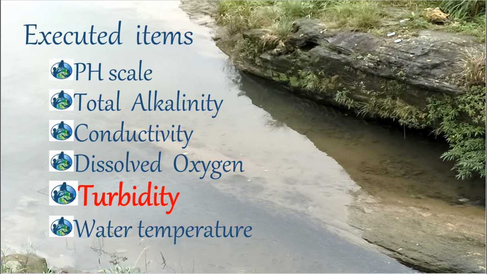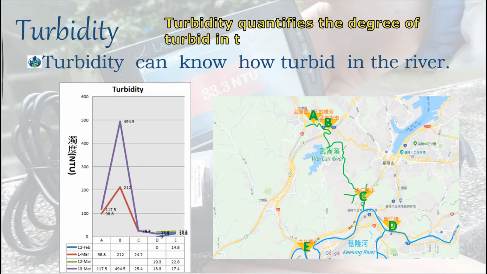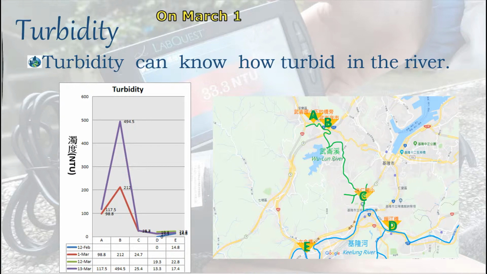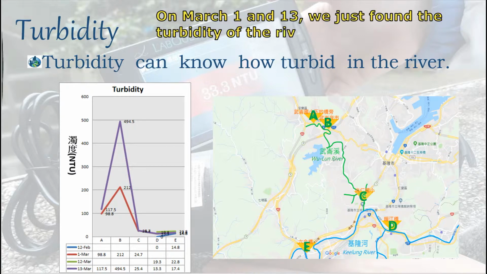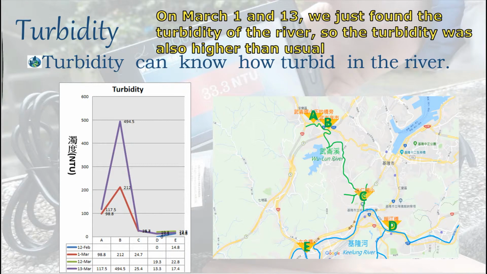Turbidity. Turbidity quantifies the degree of turbidity in the river. On March 1st and 13th, we found out the river was turbid. So the turbidity was also higher than usual.